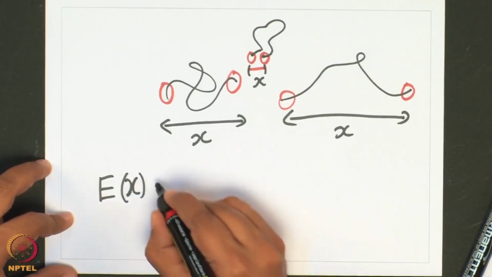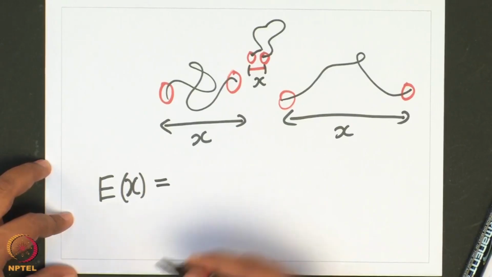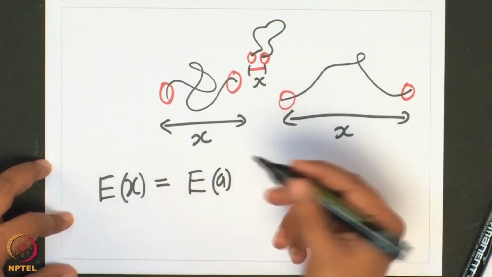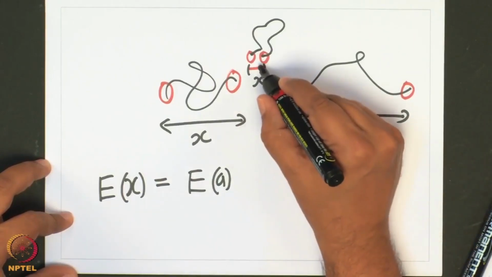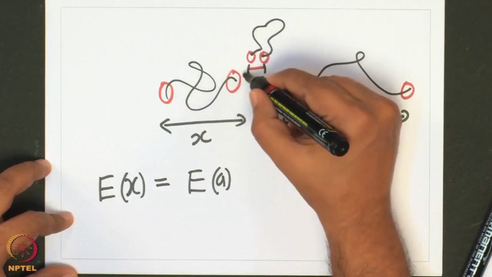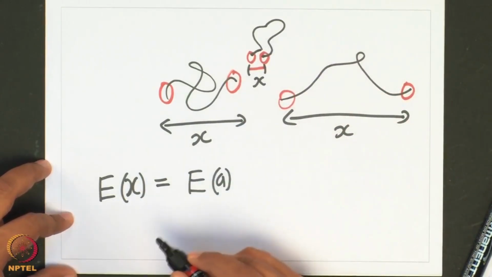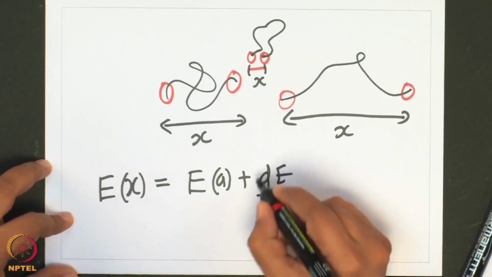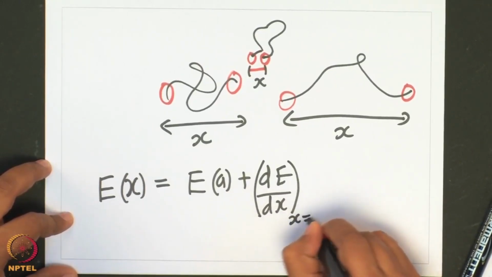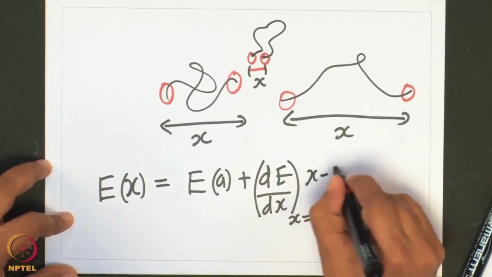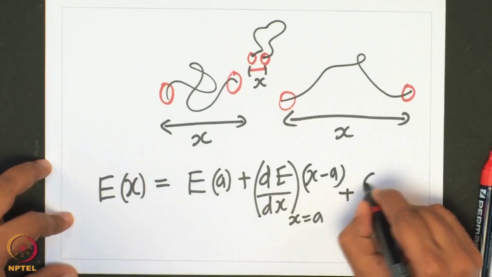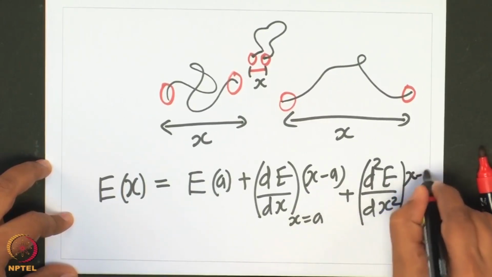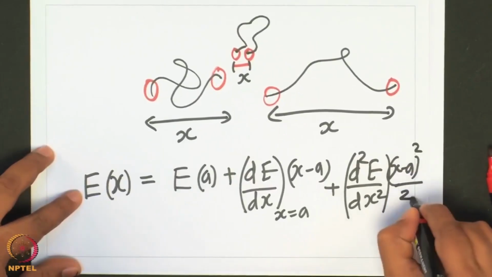The Taylor series would say that if I know the energy at some other point, any point x equal to a, some distance, if I know the energy for this configuration, we can calculate the configuration energy for any other x by calculating the derivative dE by dx at x equal to a, times x minus a, plus d square E by dx square times x minus a whole square by 2.